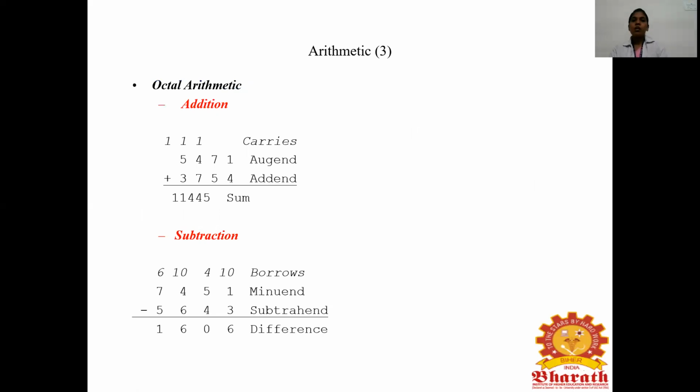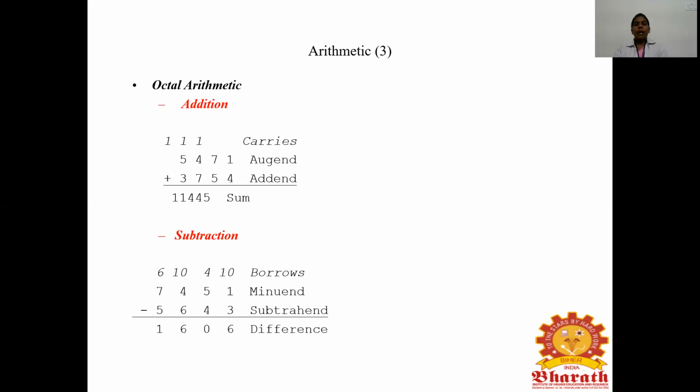Next is the octal arithmetic. Here also we are going to see addition, subtraction, multiplication, and division. In the octal arithmetic, we have 5 4 7 1 and 3 7 5 4, the augend and the addend.